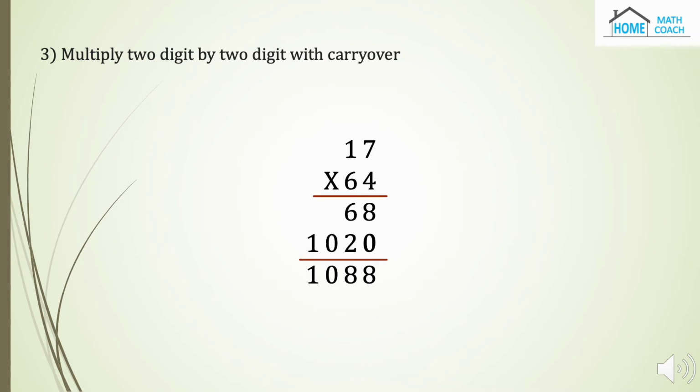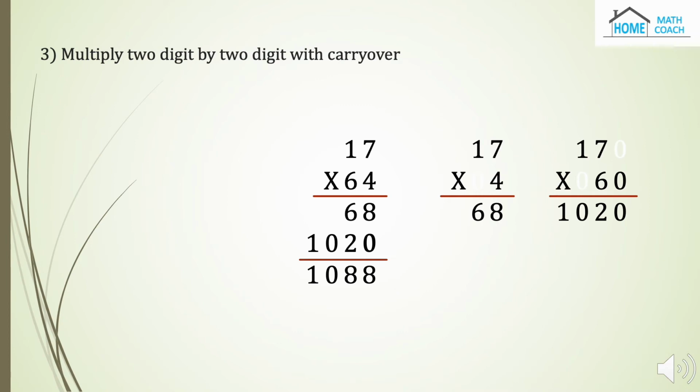This is a better way to visualize how it works. We separate the 64 into 4 and 60. We multiply them separately and then add the results back together.